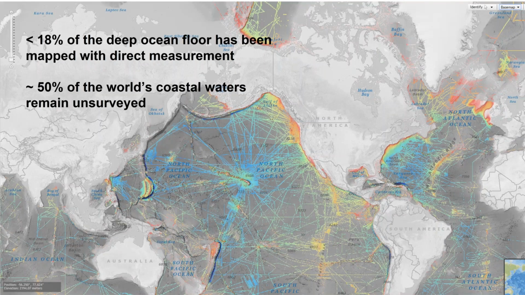There we go. Okay, now by gaps, I'm referring to the extraordinary lack of data coverage that we have of our ocean floors. And contrary to the pretty blue maps that we're all used to seeing, such as the one in the previous slide, what's actually been mapped is shown here in rainbow colors. We're talking less than 18% of our deep ocean floor that's been mapped with direct measurement. And our coastal waters are only slightly better at around 50% data coverage.